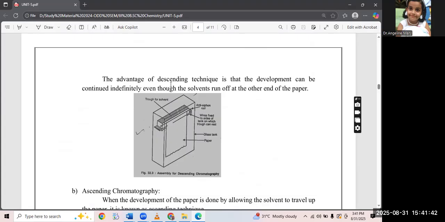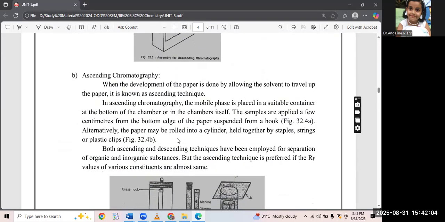This is the advantage. The advantage of the descending technique is that the development can be continued indefinitely, even though the solvent runs off at the other end of the paper. So from top to bottom or bottom to top, whatever it may be, the solvent should move off the other end also. It should be calculated fully what molecules are present in the sample.